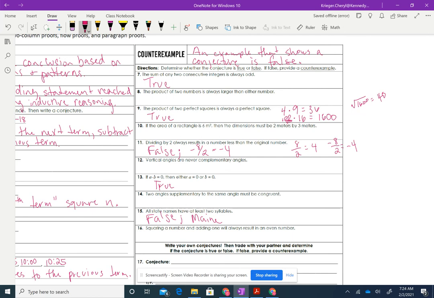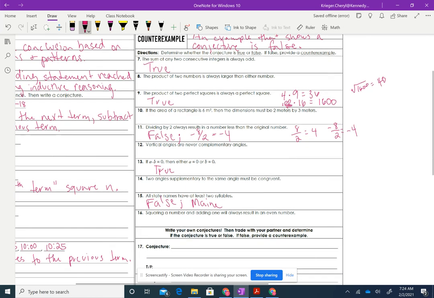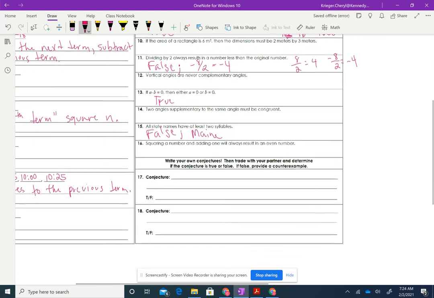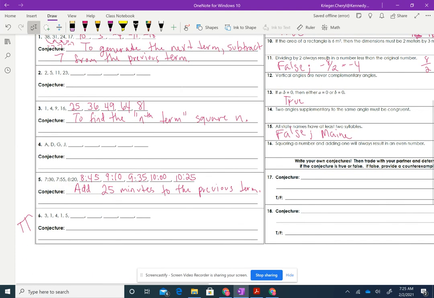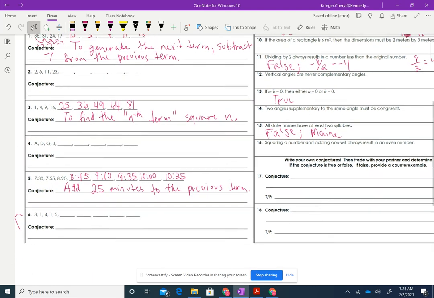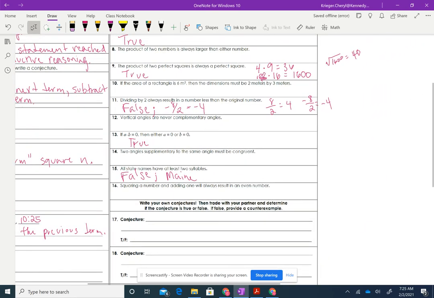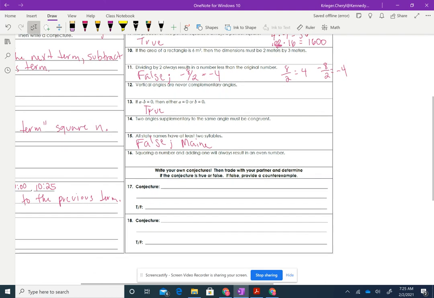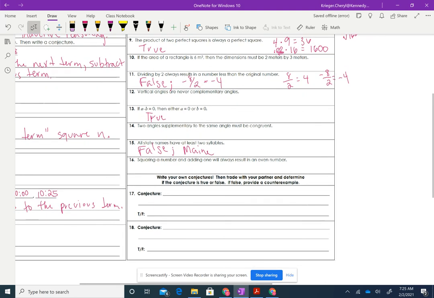Okay, so I would like you guys to do all the even problems that I skipped, and I'll call on you in class. And then also come up with your own conjecture. So you're going to make a statement and then say whether or not it's true or false. And then I'll just call on a couple people to share theirs tomorrow. You only have to do one.